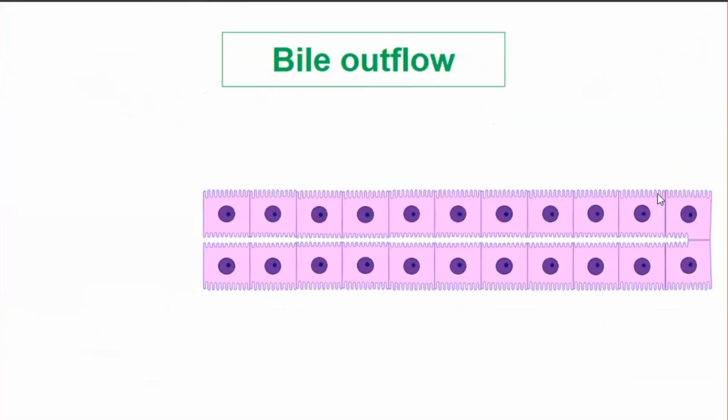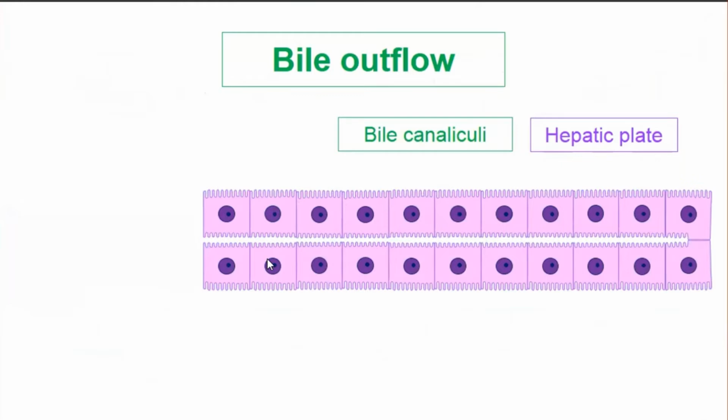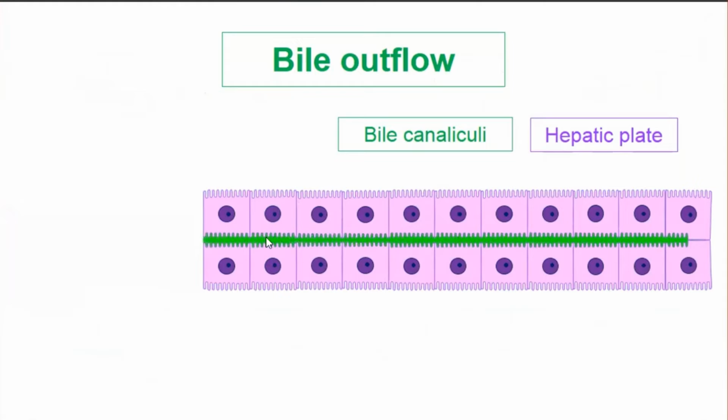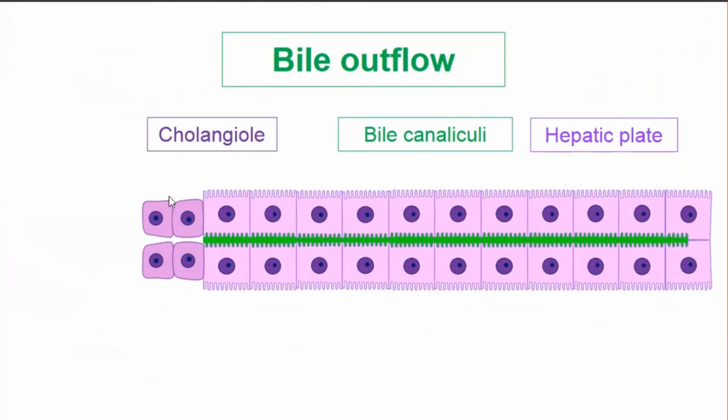And after the production of bile in the hepatic plate, it fills bile canaliculi and goes from the center to the periphery of the hepatic plate. And what is the further way of the bile? There is a small duct or duct-like structure. It's called a cholangiole. It's like the intercalated duct in the salivary glands or in the pancreas. And the cholangiole opens into the bigger duct.